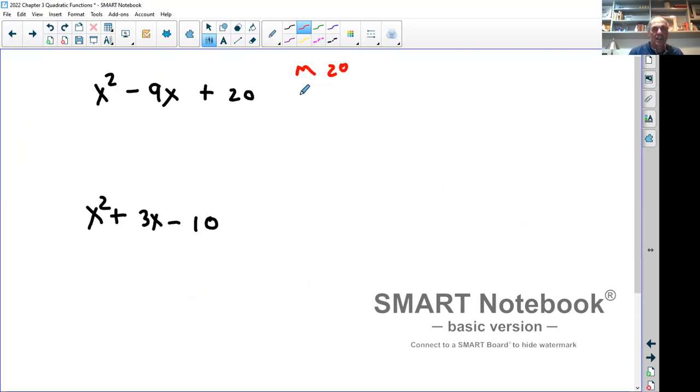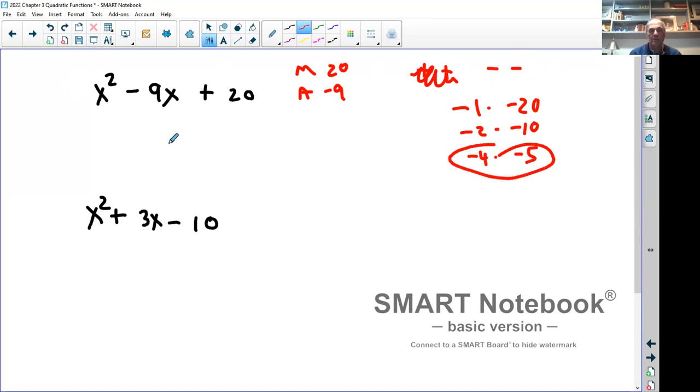Multiply to 20, add to -9. Once again, if we're going to multiply to a positive, it's going to be plus times plus or minus times minus. But if we're going to add to a negative, it's going to be negative times negative. So -1 times -20, -2 times -10, -4 times -5. And that, of course, is (x - 4)(x - 5). It's good.